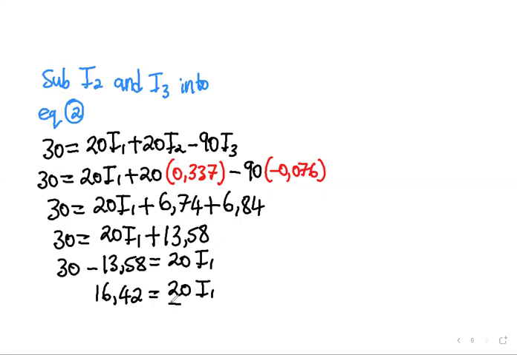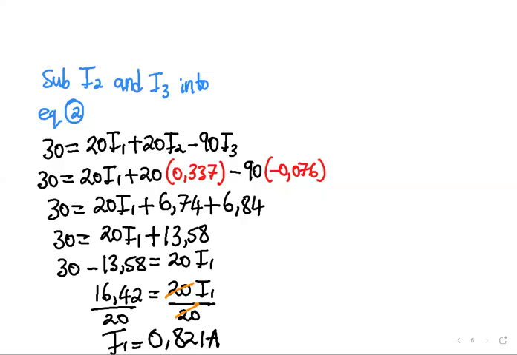From here you do your maths. Divide both sides by 20, because maths or science says what you do on the left hand side, you must also do it on the right hand side. Then 20 will cancel 20. You'll be left with the first current, I1, which is 16.42 divided by 20, and then I1 you're gonna get 0.821 amperes, right?